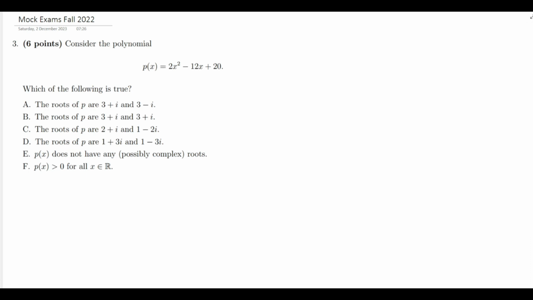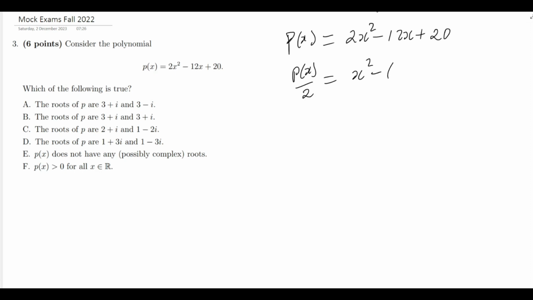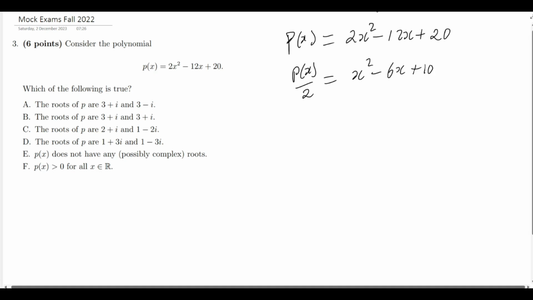Generally, when we're dealing with polynomials, if there is a way in which you can simplify your polynomial, that should be the first step. We see clearly from our polynomial p of x that we can simplify by dividing all through by 2. So p of x divided by 2 gives x squared minus 6x plus 10. This is going to make your work very easy. Now we have simplified our polynomial.